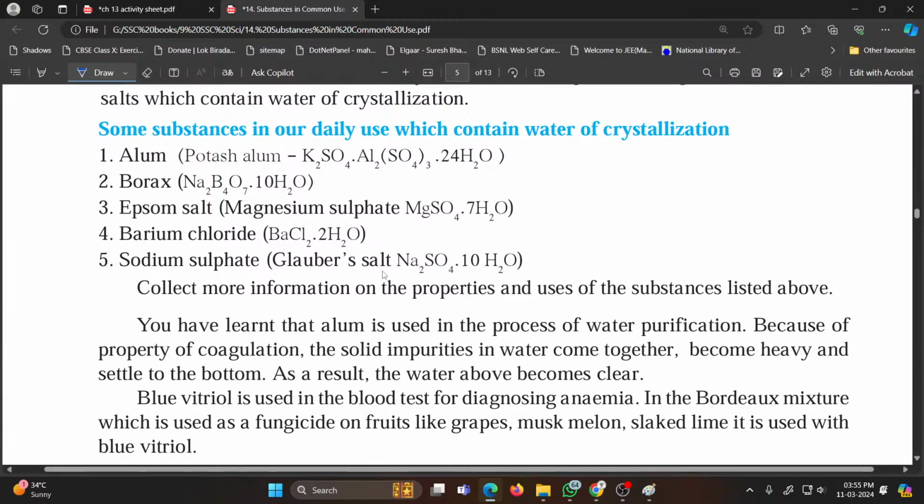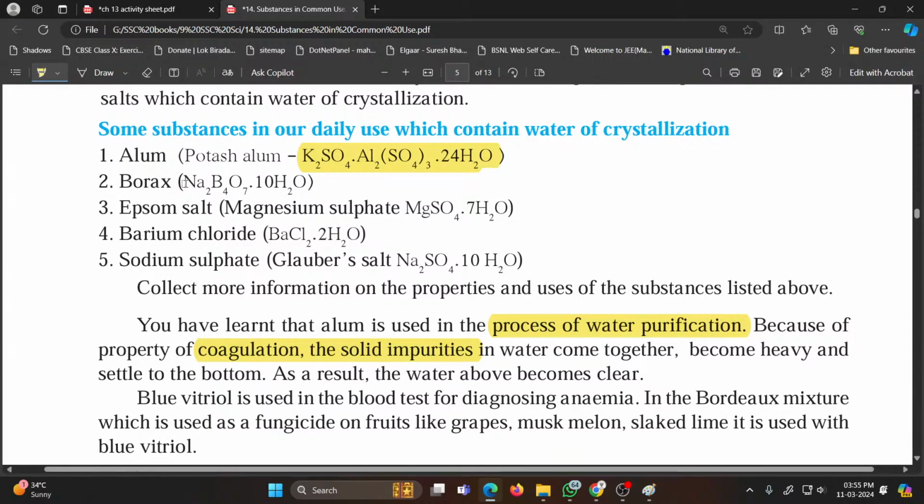For example, in case of alum, K2SO4, Al2(SO4)3, 24 H2O, that means 24 water molecules are present. Alum is used in the process of water purification. It causes coagulation of solid impurities, and hence the water becomes clear if alum is added to it.